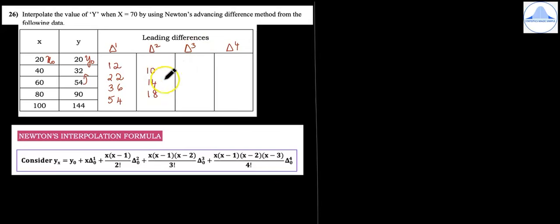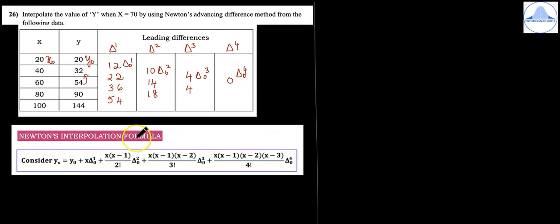Next, find out delta cube. So 14 minus 10 is 4. 18 minus 14 is also 4. Next, 4 minus 4 is 0. So we will next mark the first value in delta to the power 1 column as delta naught to the power 1. 10 will be delta naught square. 4 will be delta naught cubed and in the delta to the power 4 column, the value 0 is delta naught to the power 4.